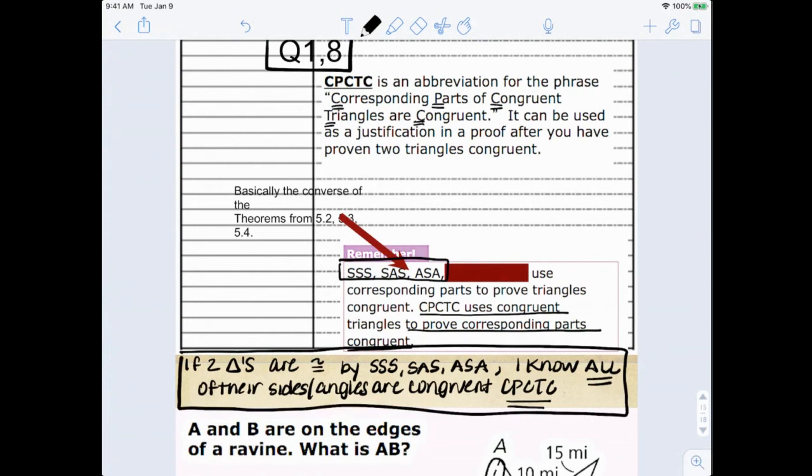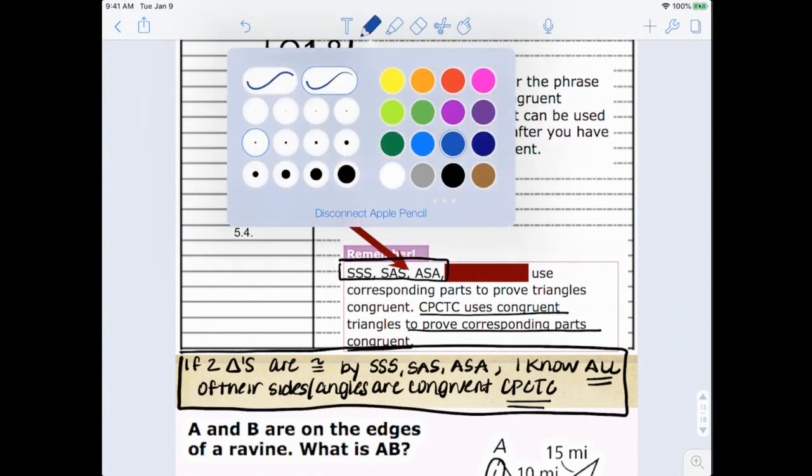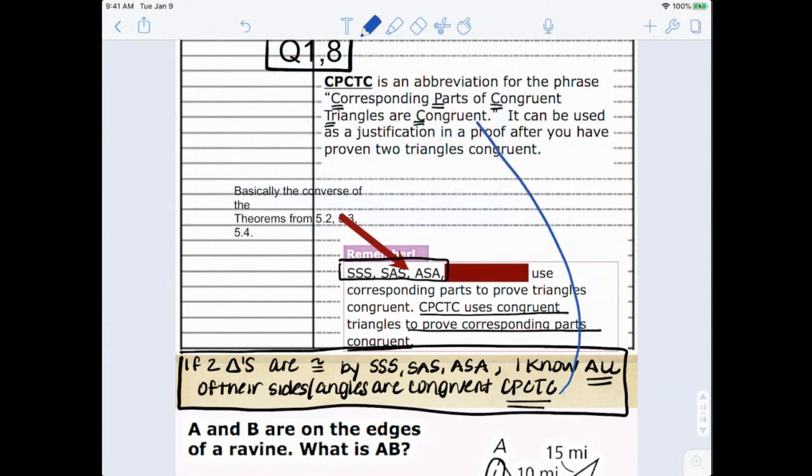Noting that CPCTC stands for the corresponding parts of congruent triangles are also congruent. And I would write that that is like questions 1 and 8. And then press play, and then let's actually do a couple using the CPCTC rule so you can see how to apply it for your problems.